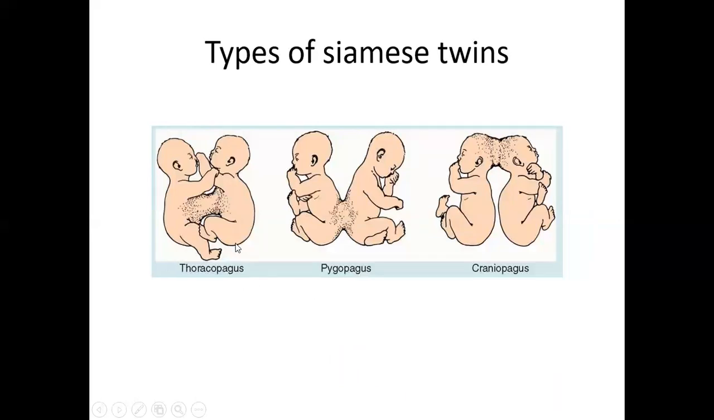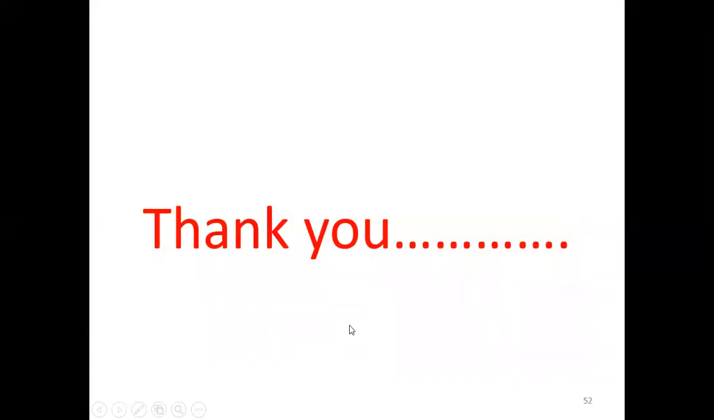Then there are different types of conjoined or Siamese twins. If the separation is incomplete at the thoracic region, then they are known as thoracophagous. If they are joined at the sacral region, they are known as pyophagus. And if they are joined at the cranial region, then they are known as craniophagous. That's all. This completes our general embryology. Thank you for listening.